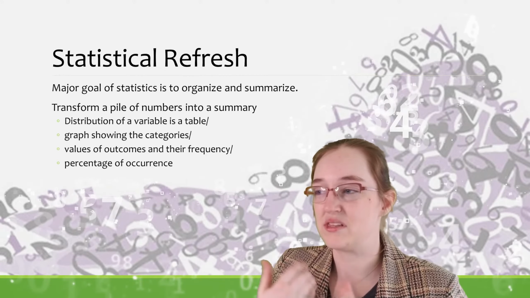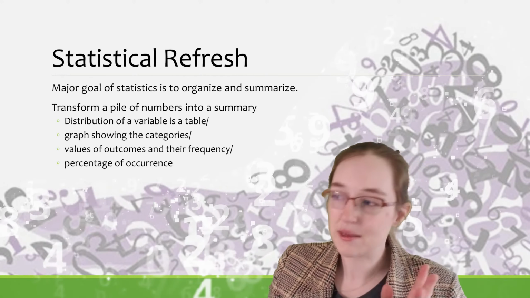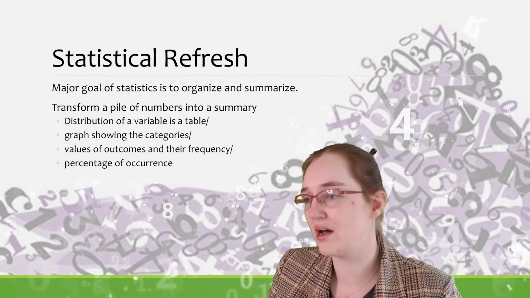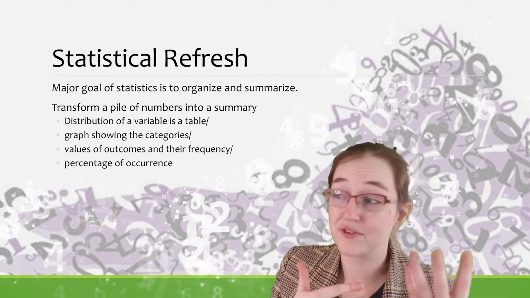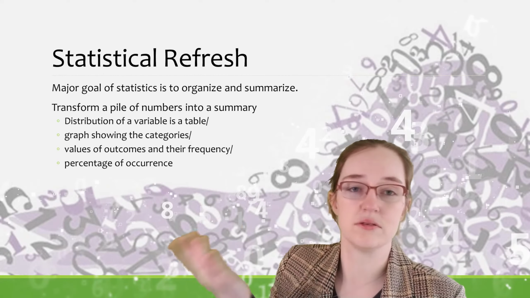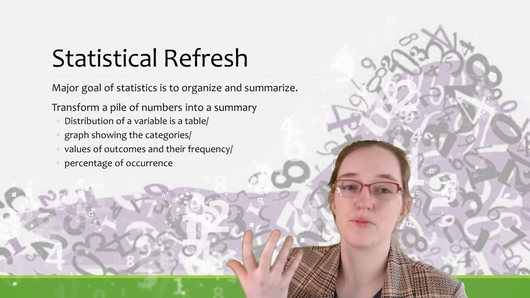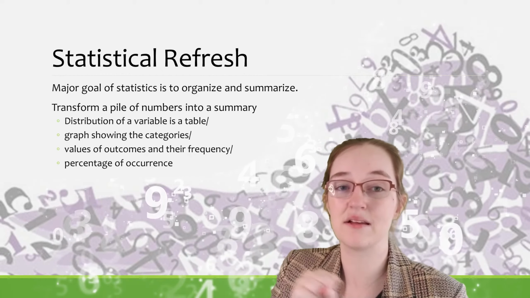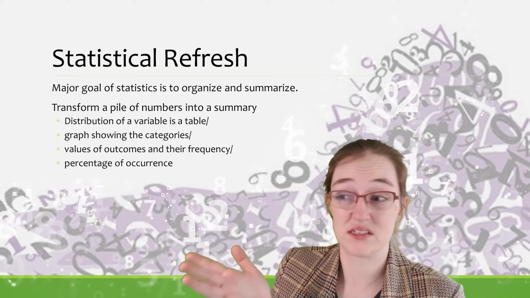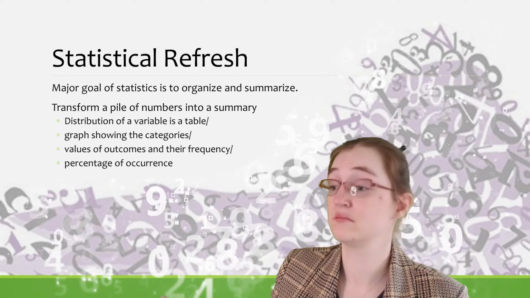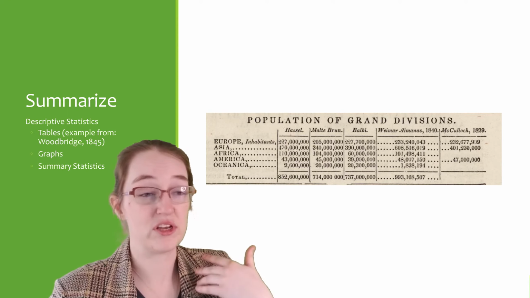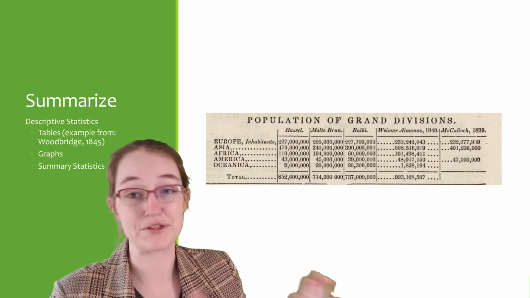And this can be with the distribution of a variable in a table or graphs showing the categories of some outcome, values of that outcome and frequency, as well as just percentage of occurrence. There are tons of ways to describe these numbers, but we need some way to get a handle on them because otherwise we'll be overwhelmed by piles and piles of data. So, we can summarize them with descriptive statistics.